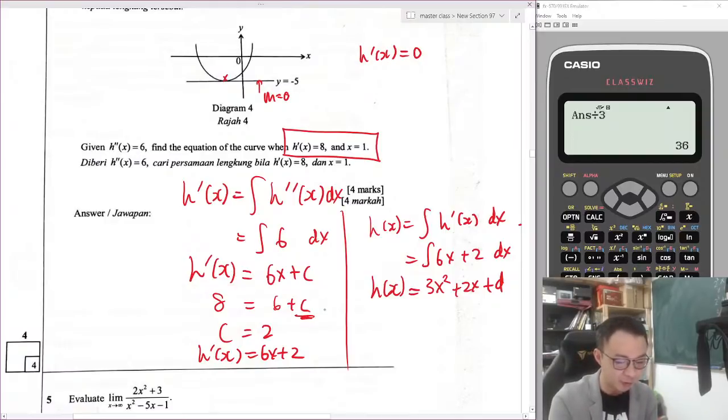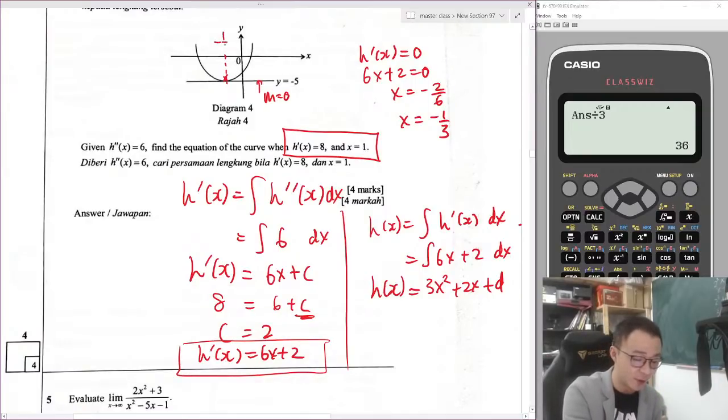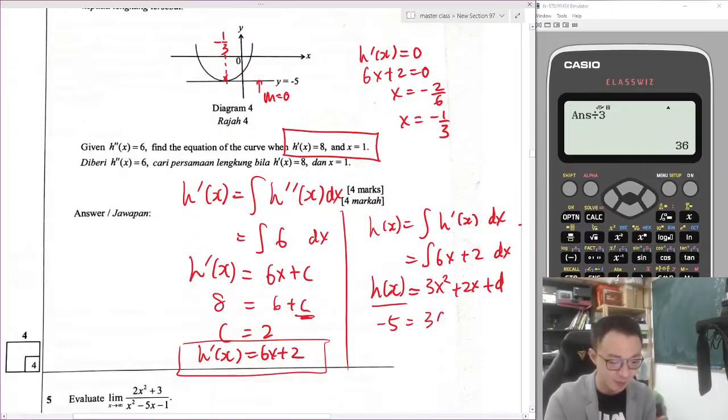Therefore what we want to do right now is, we have this equation, isn't it? We make it 0. 6x plus 2 equals 0. X equals -2/6. X equals -1/3. Then at least I know some coordinate here, -1/3 and -5. So my hx will be -5 and my x will be -1/3: 3 times (-1/3) squared plus 2 times (-1/3) plus d.